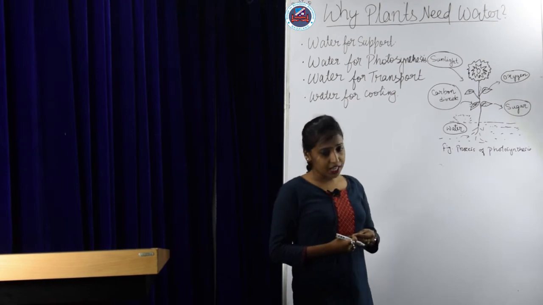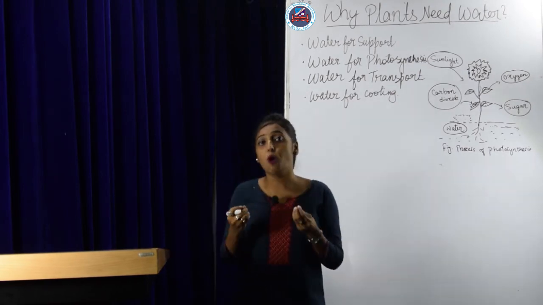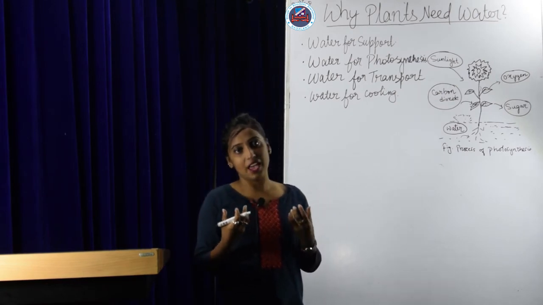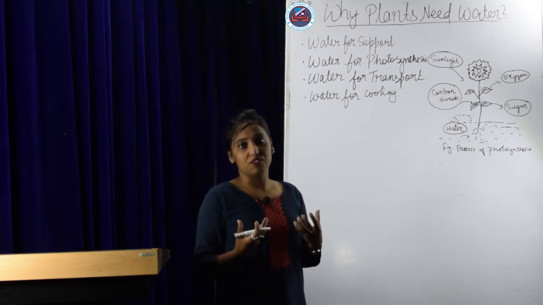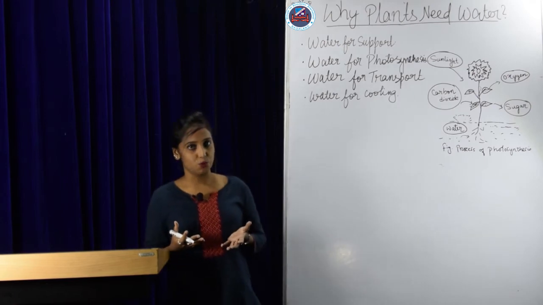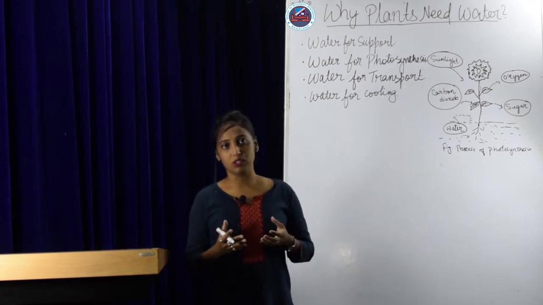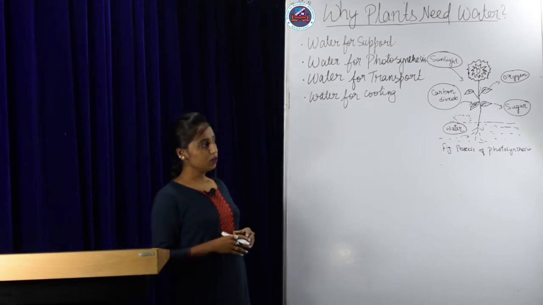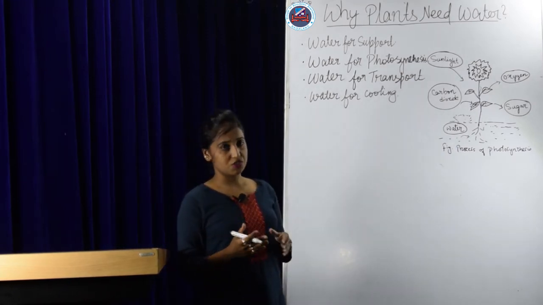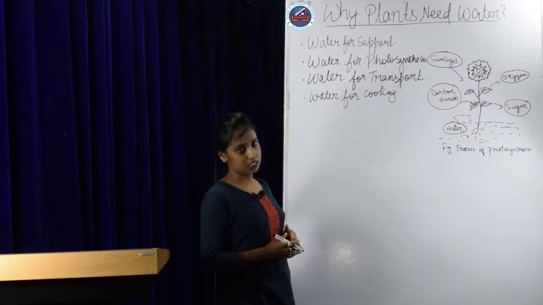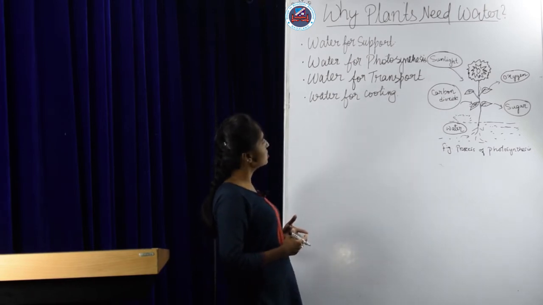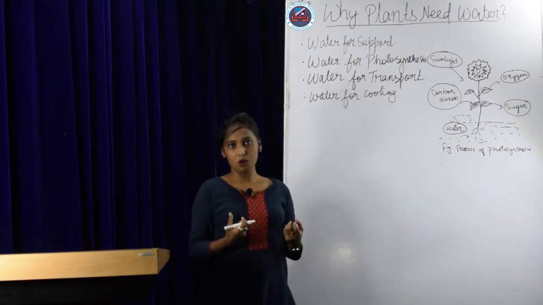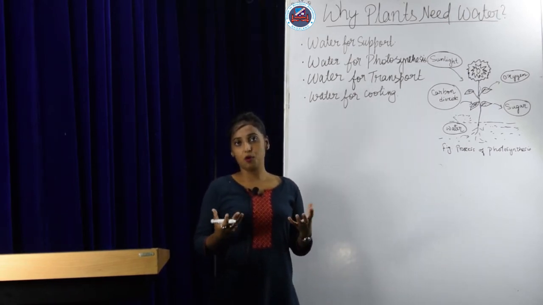See, water is the lifeblood of all the plants. Like we have blood in humans and animals, the plants also have a blood which is the water. Water is a lifeblood for all the animals and all the plants. Now, the importance of water is listed in 4 points. The first point we have here is water for support. How does water help in giving support to the plant?